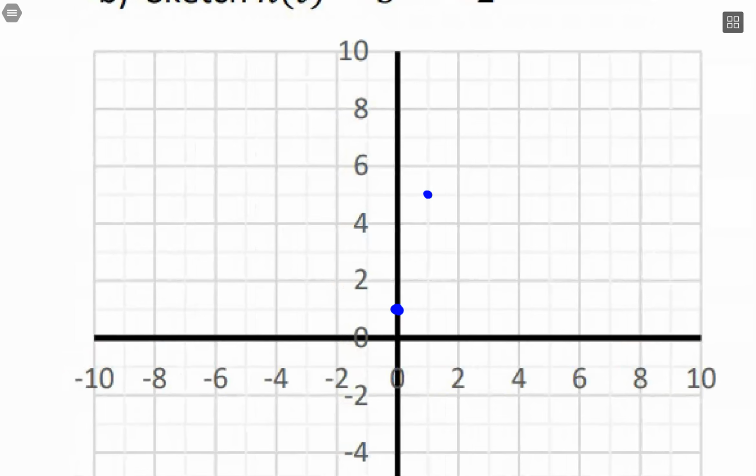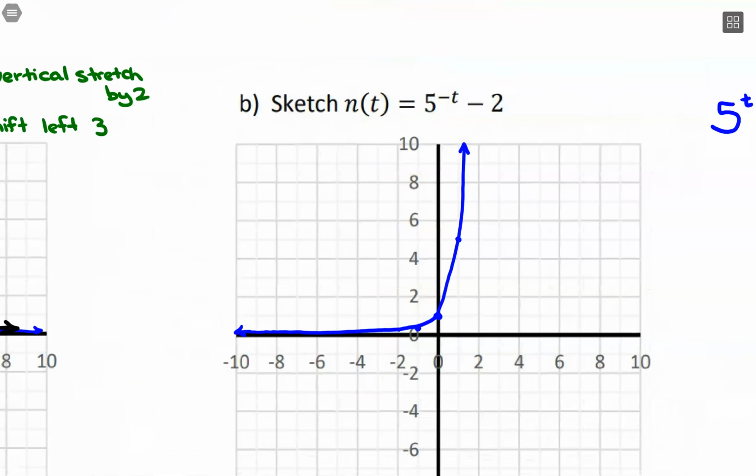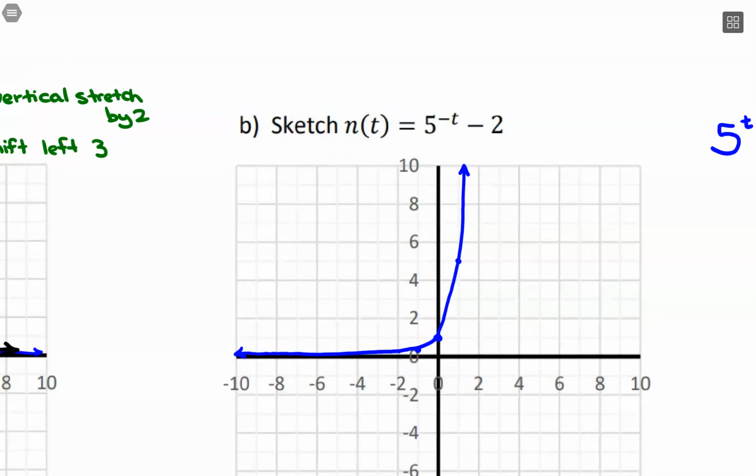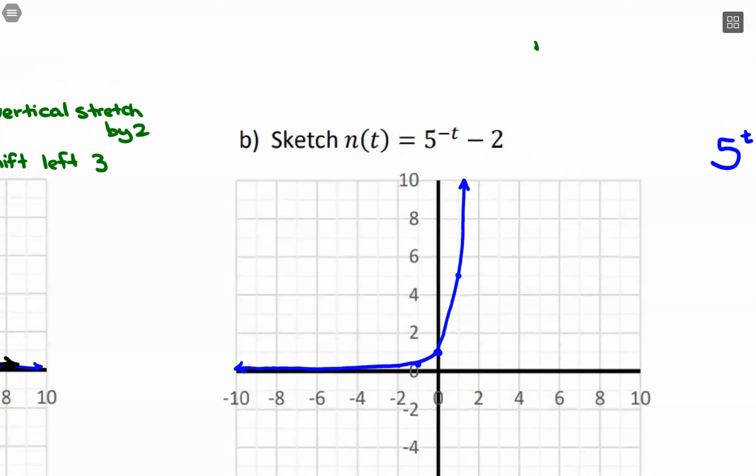At -1, that would be 1/5. And then it's just going to be close in to the x-axis along here, and then increases really quickly. There. Alright, so now our reflections. So the negative t, so if we're multiplying by a negative inside the function, that'll be a reflection over the y-axis.